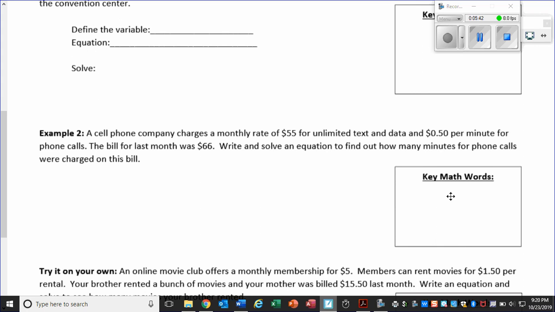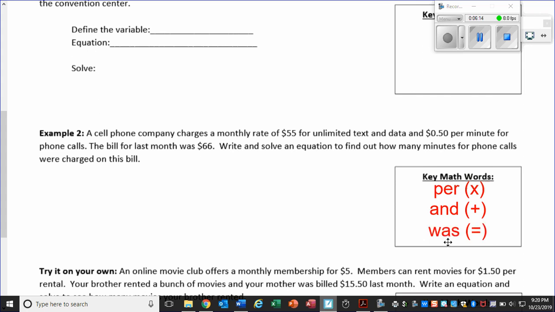Right? So first, keywords per, for per minute. Per minute, so that means multiplication. And it's $55 for unlimited text and data, and 50 cents per minute. And in this case means addition, because I'm going to pay the $55 no matter what, plus the 50 cents per minute.